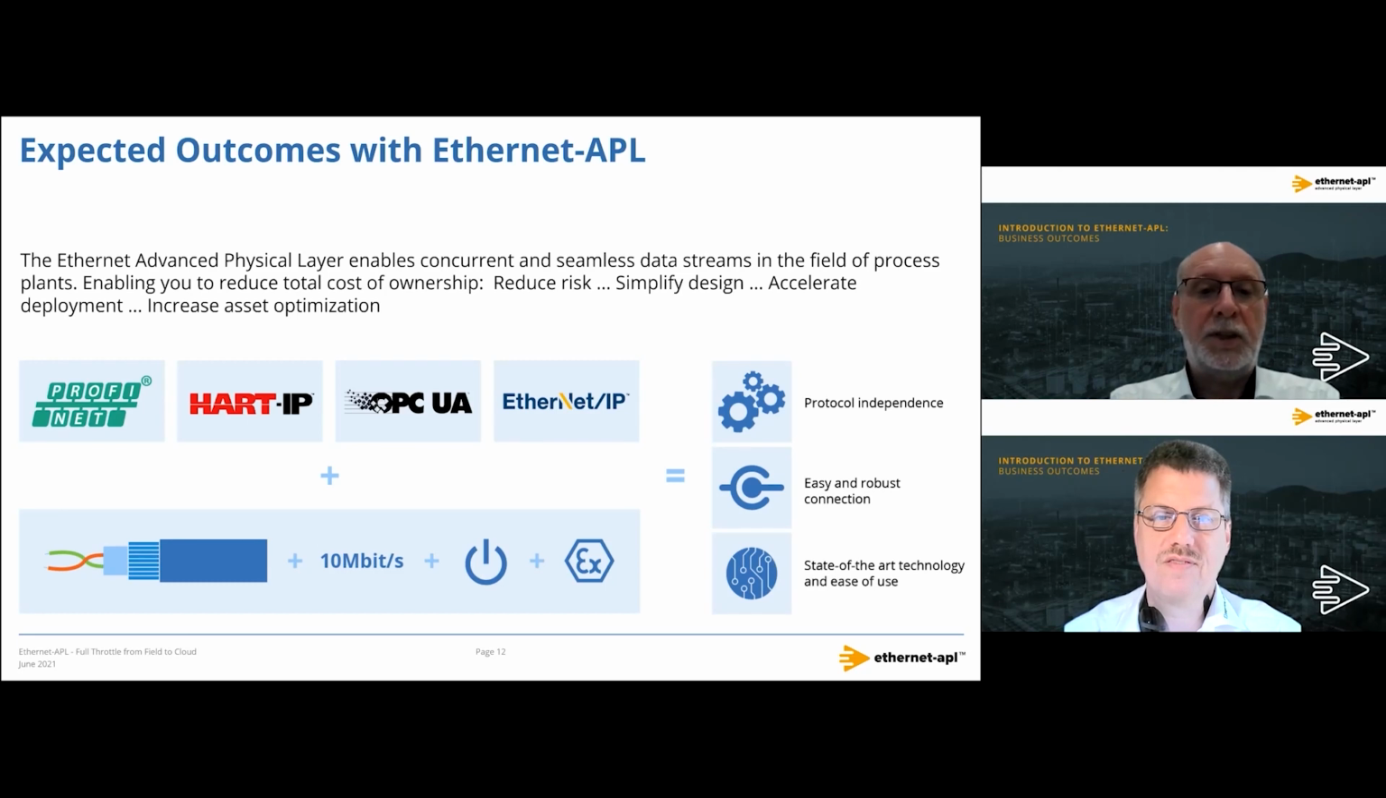Also important with this 2-wire is that we have an easy and robust connection of the device, which is appropriate for the process automation industry. And even with Ethernet itself, it's a state-of-the-art technology which we are using. And that ensures a future-proven solution. Even the 10 megabit bandwidth gives us really a huge potential for additional use cases or applications to be fulfilled.